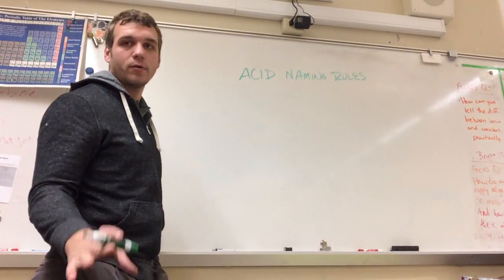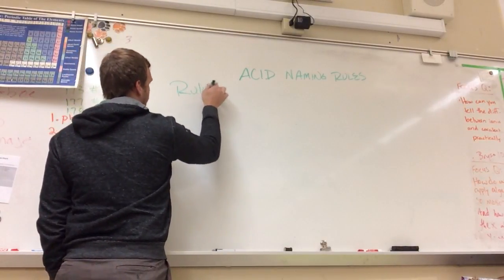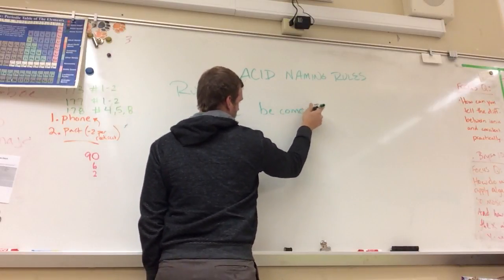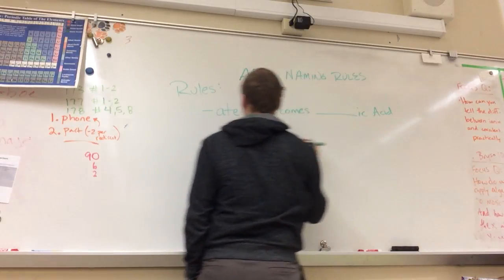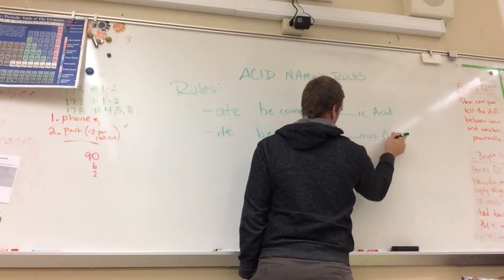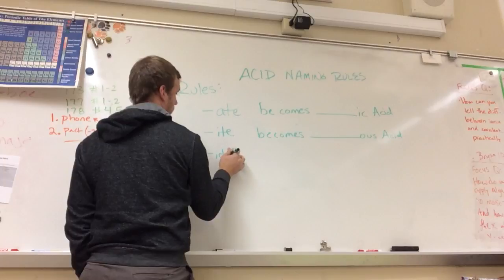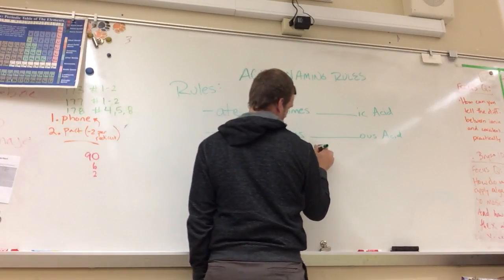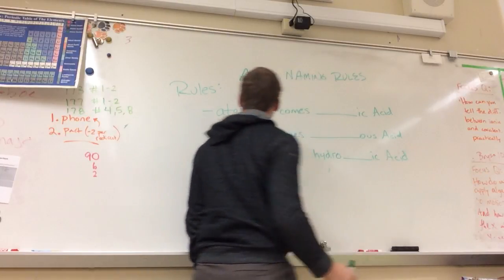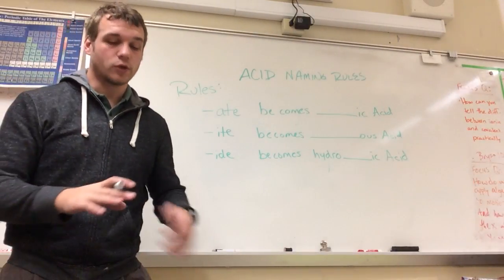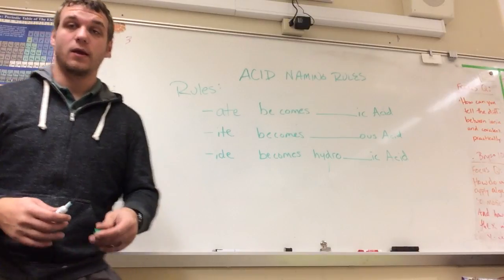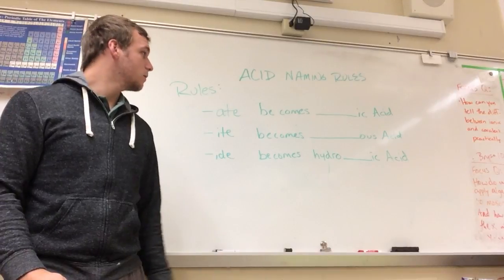First thing I'm going to do is write down the 3 rules, and then we'll try a couple. So these are the 3 different rules we'll use. Your ates, which are your sulfates, chlorates, anything that ends in ate, is going to become blankic acid. So that would be sulfuric acid, or sulfic acid if you want to not add the ur back. Your ites become blankic acid.